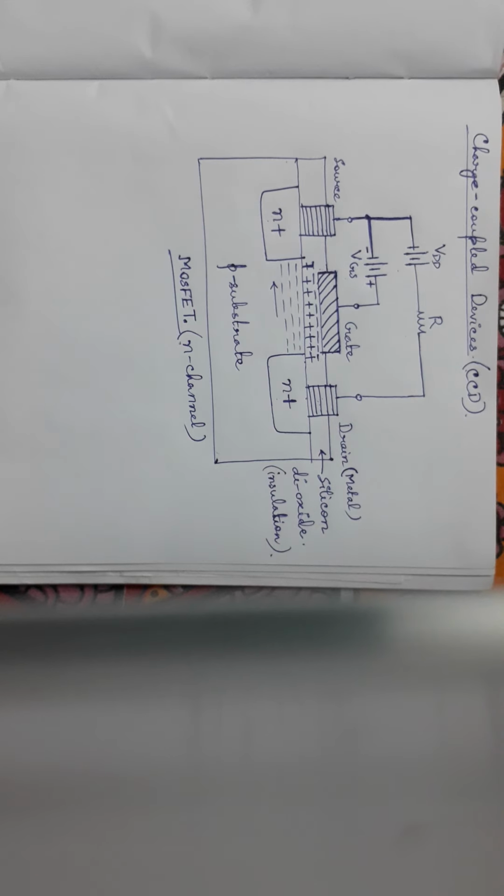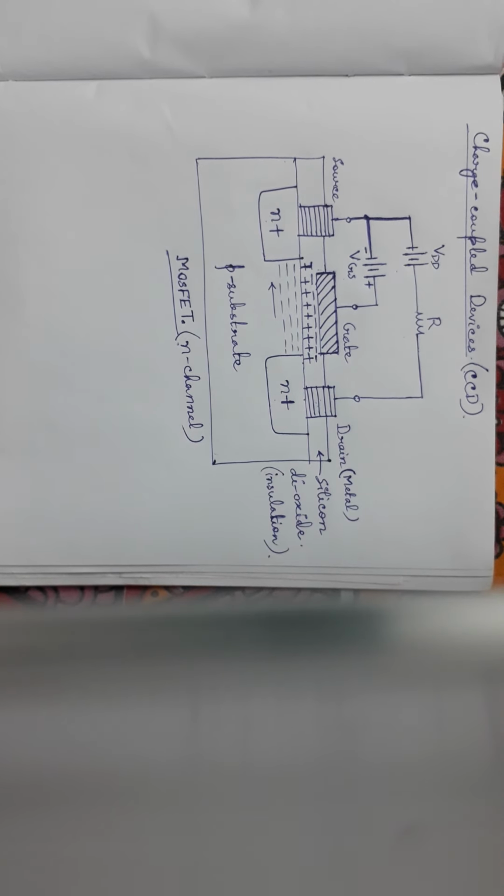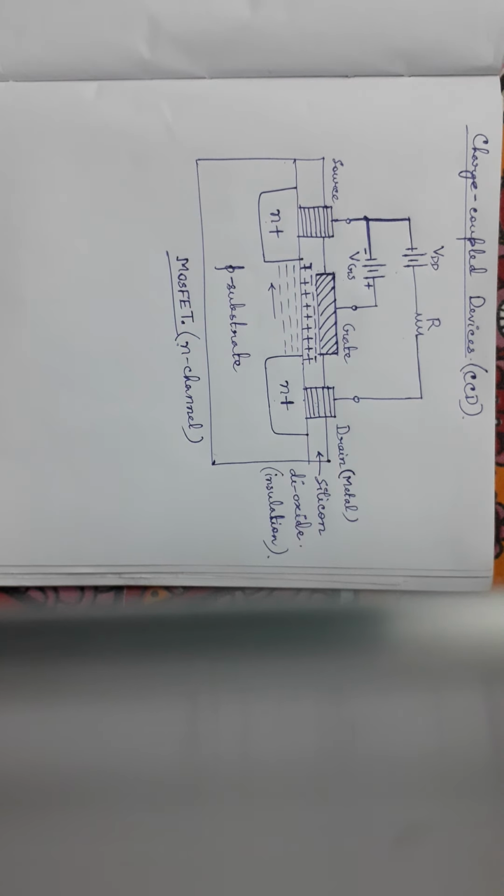Hello everyone, today I am going to discuss another type of memory known as charge coupled device, or in short CCD. So what is a CCD? It is basically a type of dynamic memory in which packets of charges or packets of electrons are continuously transferred from one MOSFET device to another MOSFET device.